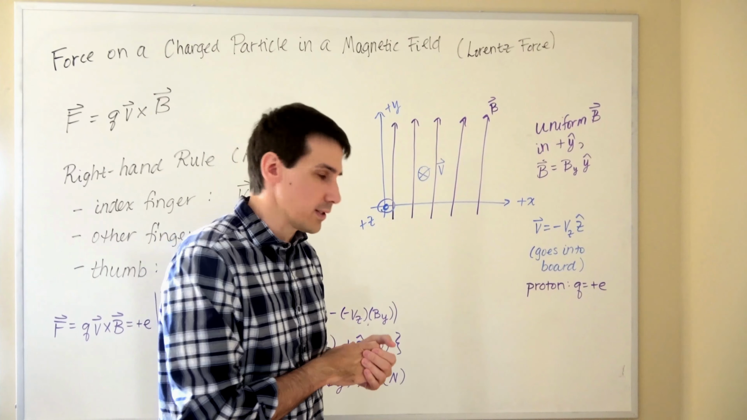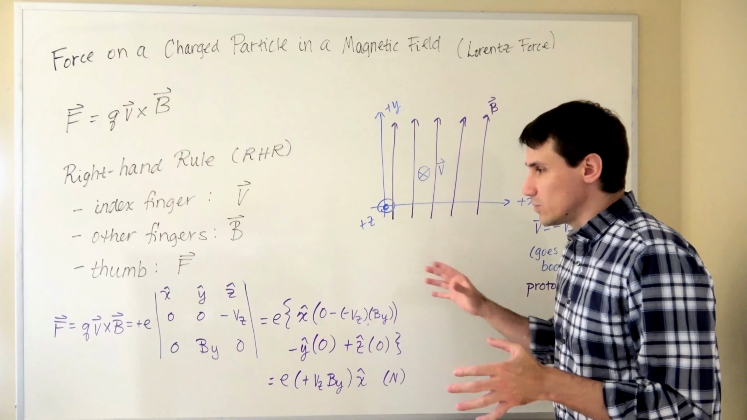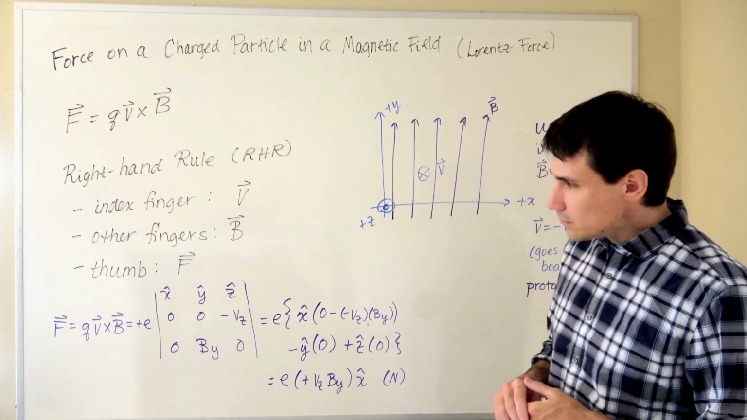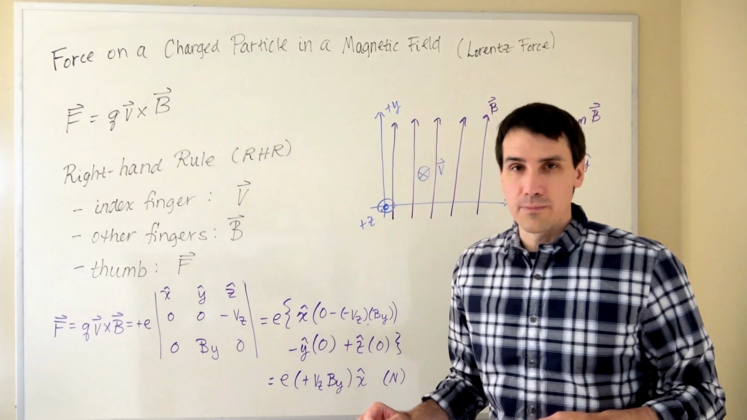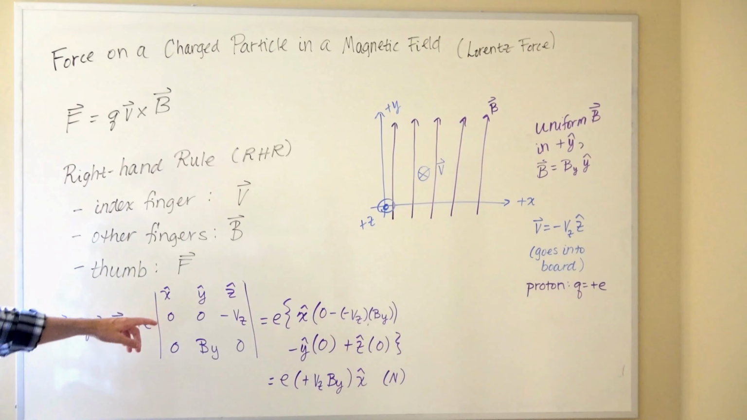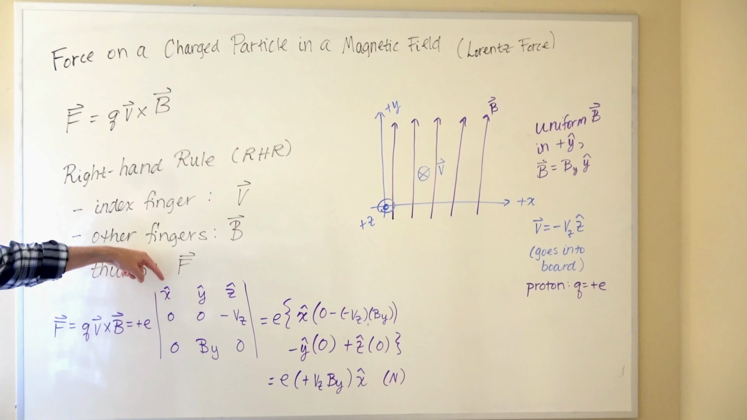Okay, so now that we have a guess based on the right-hand rule, let's double check this using the math. Our equation is F equals QV cross B. So what we're going to do is make our determinant matrix here. We're going to make x hat, y hat, and z hat the first row.